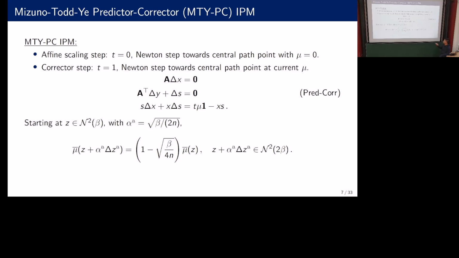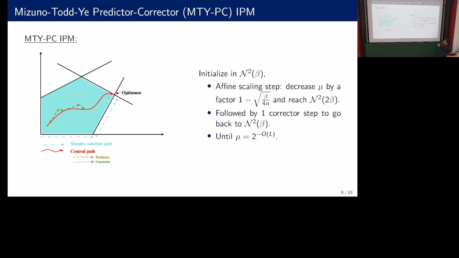So you now stay in a slightly wider neighborhood, namely the 2 beta L2 neighborhood if you start with a beta L2 neighborhood. And then this is followed by one corrector step, which is basically a Newton step towards the central path point at the current duality gap of your iterate. And as the equation shows here, both steps can be computed by solving a linear system. So based on this algorithm, the algorithm procedure is quite simple.